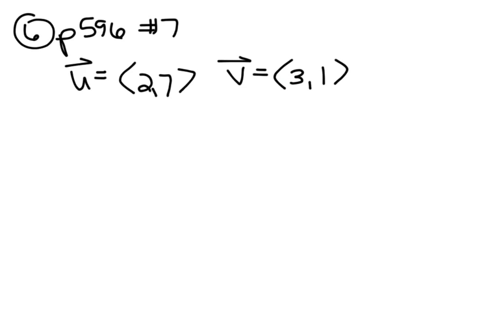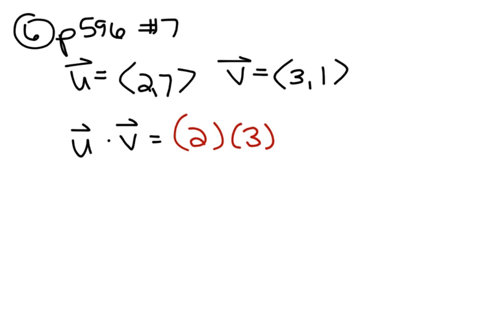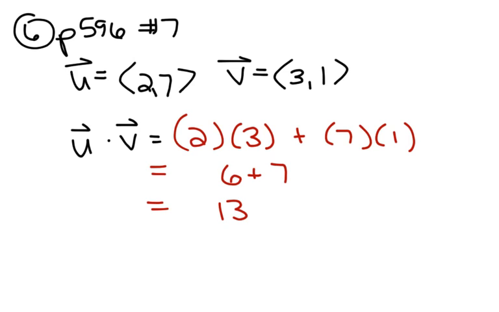In problem number 7 on page 596, we're given vectors u and v, and we want to find the dot product and the angle between these two vectors. The dot product is always going to result in a scalar quantity. The dot product is very easy. You multiply the x components together, and you add to that the product of the y components. So you get 6 plus 7, which is 13.